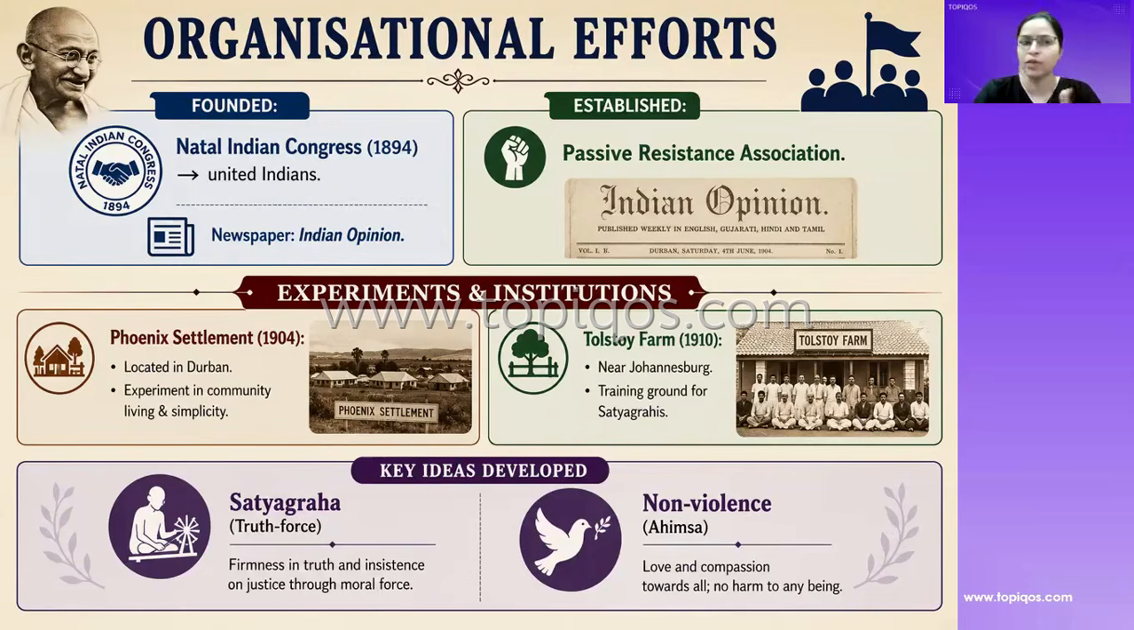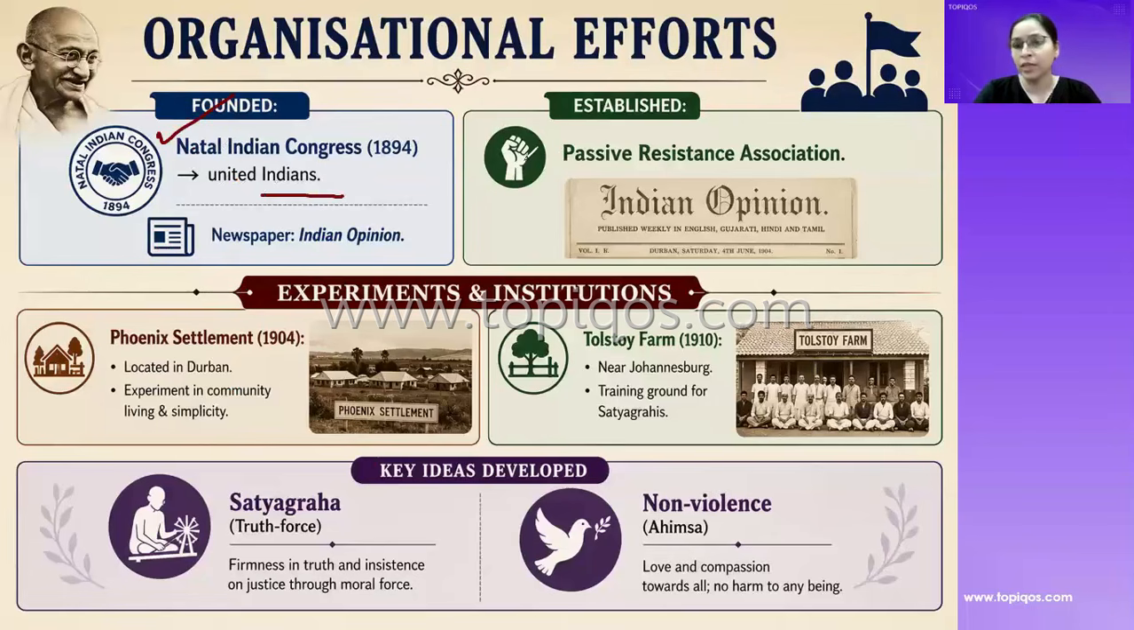Natal, it's a place in South Africa where Gandhi was staying along with the other Indian workers. So that is the place where they resided, and the name of the organization is with the name of that place. So please remember, Natal Indian Congress was the first organization established by Gandhi in 1894 in South Africa to unite Indians.